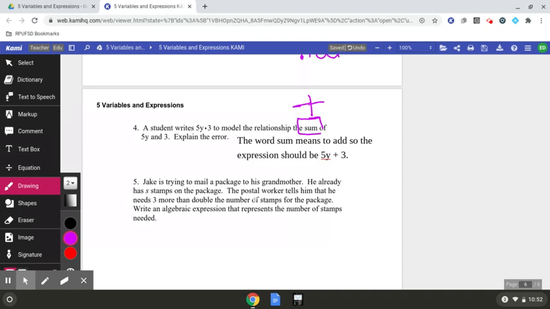Okay, the last one, Jake is trying to mail a package to his grandmother. He already has S stamps, so they're telling you to use S for stamps. The postal worker tells him that he needs 3 more than double the number of stamps, which we know is S. Write out an expression that represents the number of stamps. So now we just have to switch them. So 2S means double the stamps plus 3 would represent the relationship.